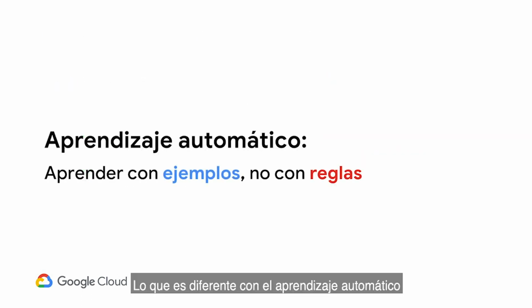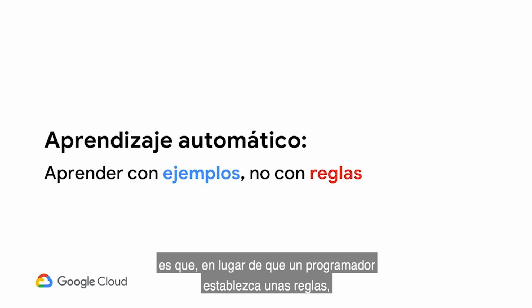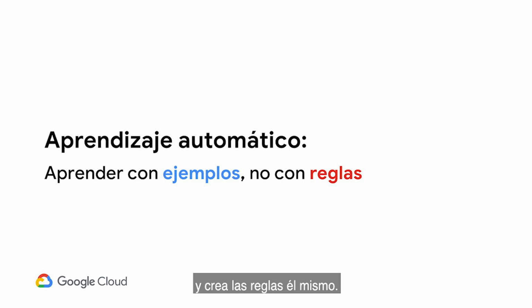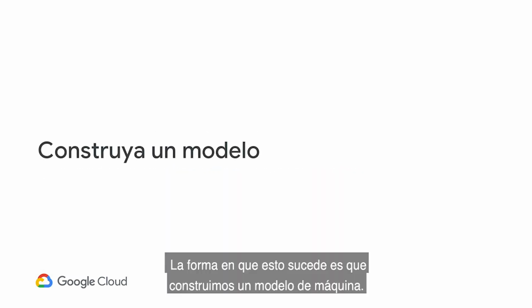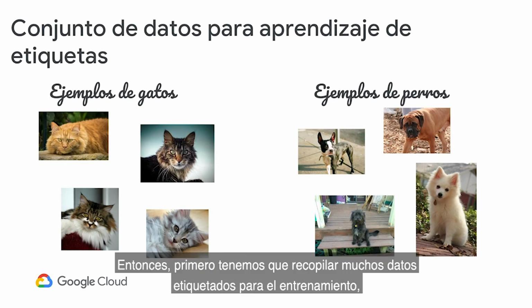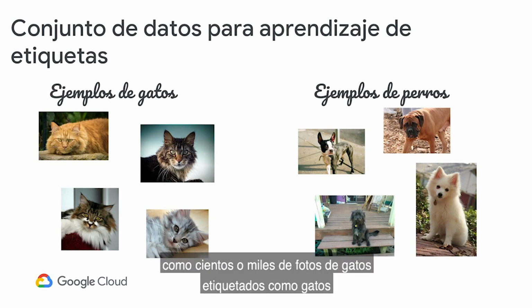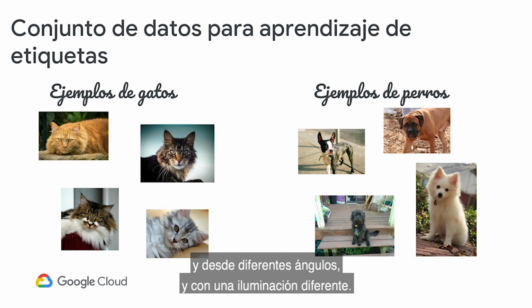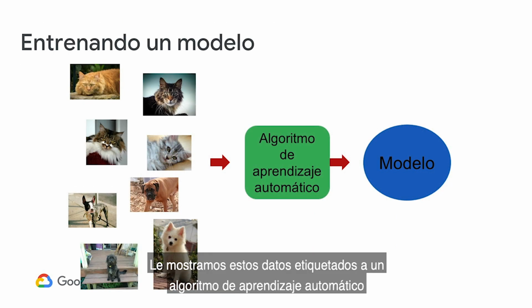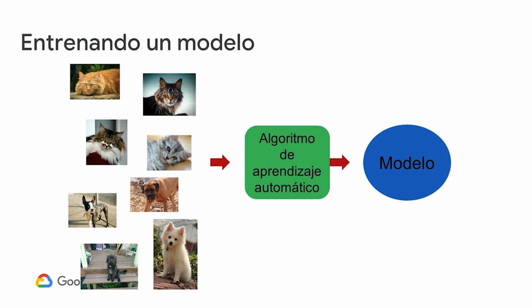What's different with machine learning is rather than a programmer coming up with rules, a machine learning algorithm learns by examples and comes up with rules itself. The way that this happens is that we build a machine learning model. So first we have to collect lots of labeled training data. So hundreds or thousands of pictures of cats labeled cats and dogs labeled dogs, and hopefully many different breeds and from different angles and with different lighting. We show this labeled data to a machine learning algorithm, which then spits out a model.